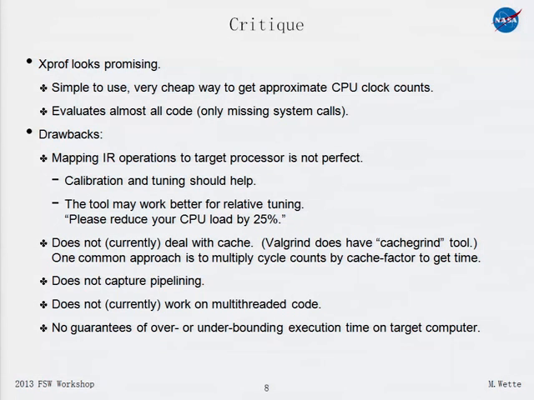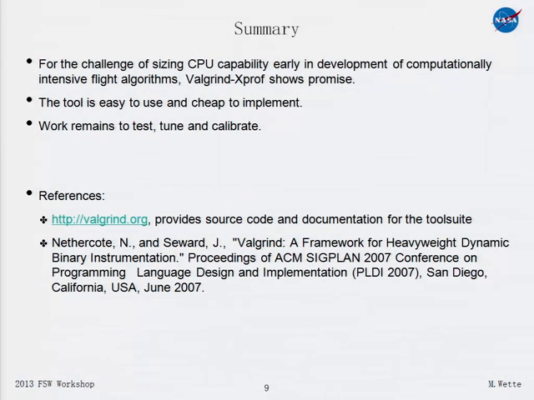Does not deal with the cache. Valgrind does have a cache grind tool. One common approach is to multiply cycle counts by a cache factor to get time. Does not capture pipelining. Does not currently work on multi-threaded code, and no guarantees of over or under bounding execution time on the target computer. For the challenge of sizing CPU capability early in the development stage when you're developing algorithms, Valgrind Xprof shows some promise. The tool is easy to use and cheap to implement. Work remains to test, tune, and to calibrate.